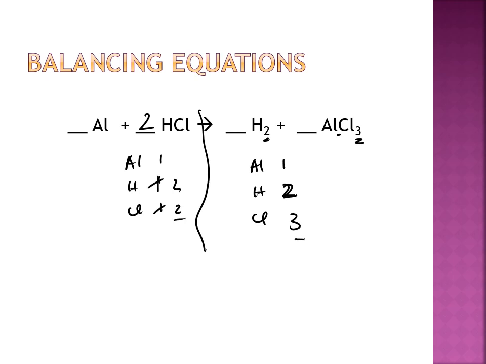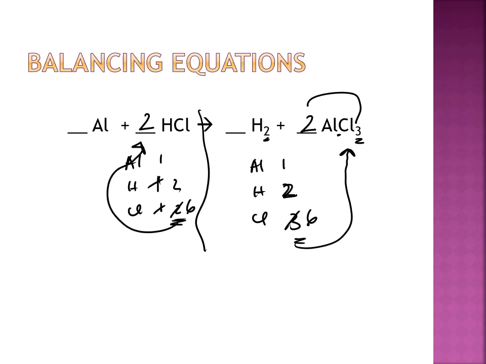I need more. So this one is kind of tricky because I've got 2 and 3. I'm going to use my least common multiple of 2 and 3. That's 6. So what do I need to put in front of this guy to get 6 chlorines? This needs to be a 2. So 2 times 3 makes 6. And then over here, what do I need to put in front of my hydrochloric acid to get 6? I need a 3. So I'm going to get rid of this 2 in front of the hydrochloric acid.